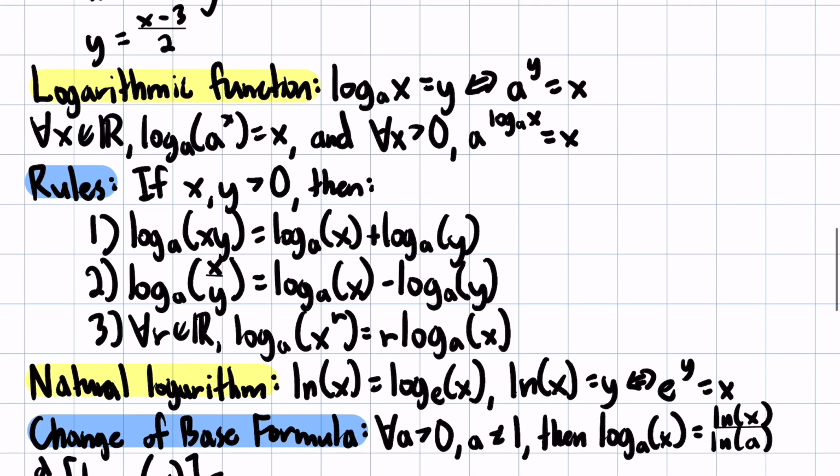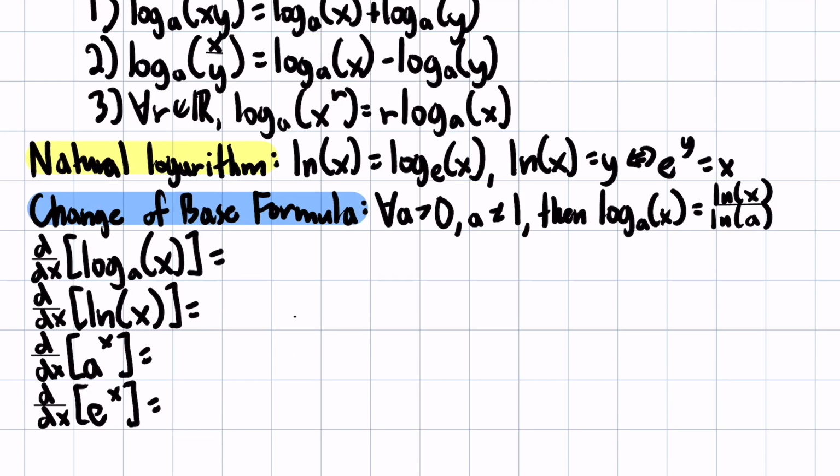Now we're going to go over the derivatives. So the derivative of log base a of x is going to be 1 over x times log base a of e, which we can also write as 1 over x times ln of a. All right. And then the derivative of ln of x is going to just be 1 over x. So we can kind of see why this might be a special case, right?